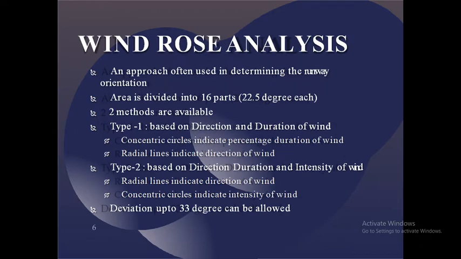Windrose analysis. It is used to determine the runway orientation. Orientation is nothing but runway number. What is runway number? Runway numbers are determined by rounding the compass bearing of one runway end to the nearest 10 degrees, truncating the last digit.